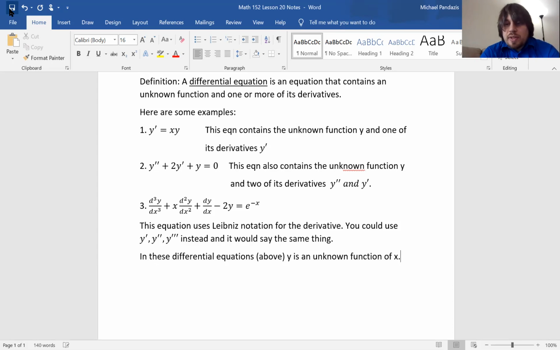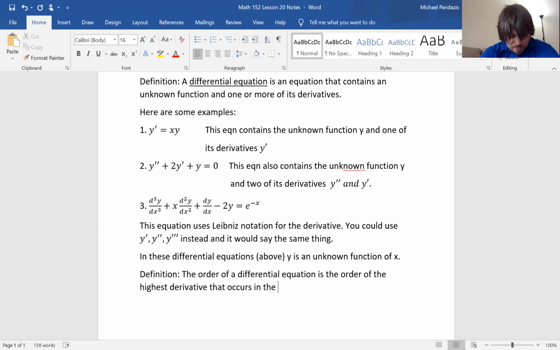Okay, so frequently equations in applications involve differential equations, and so it's very important to be able to solve differential equations. Okay, so another definition. The order of a differential equation is the order of the highest derivative that occurs in the equation. Okay, so that is the definition of the order of a differential equation.